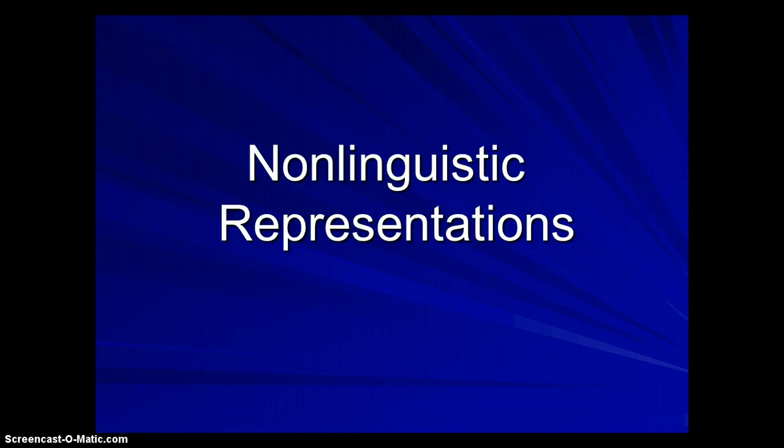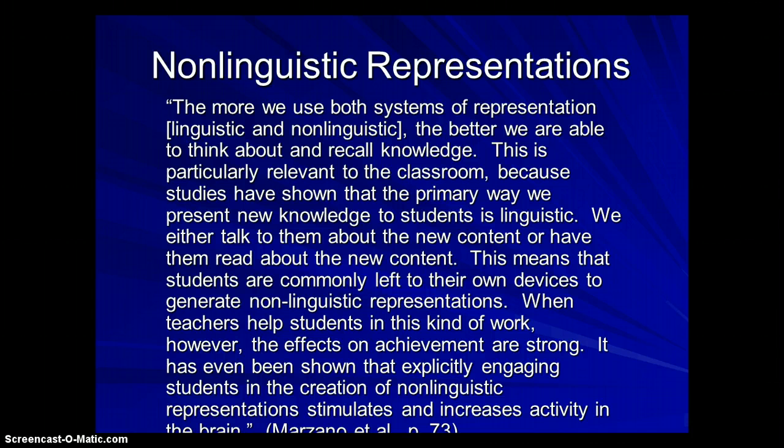Non-linguistic typically refers to visual. This is when we're not teaching the students with words by talking to them or reading, but we are showing it to them. We're showing them relationships. We're showing them patterns. Here's a quote from Marzano. The bottom of it, I apologize, might be cut off for you, but I'll read the entire thing to you. This explains why non-linguistic representations are so important.